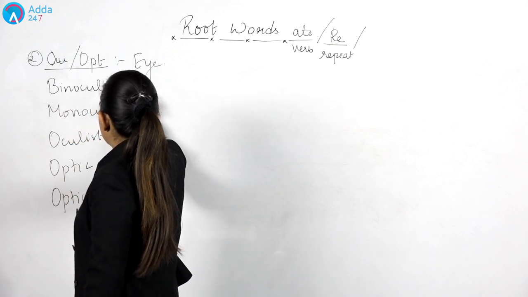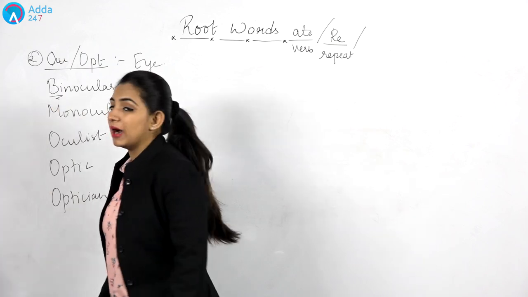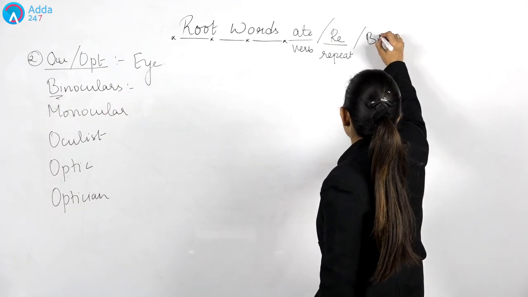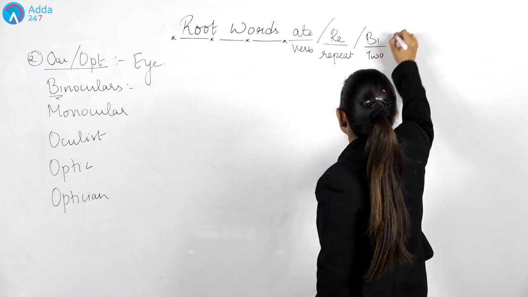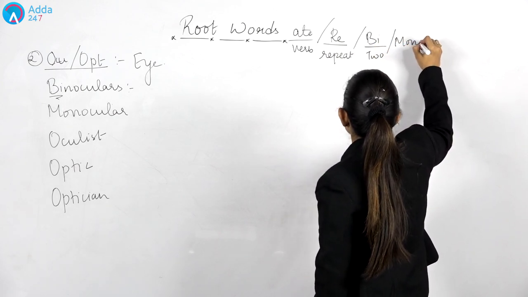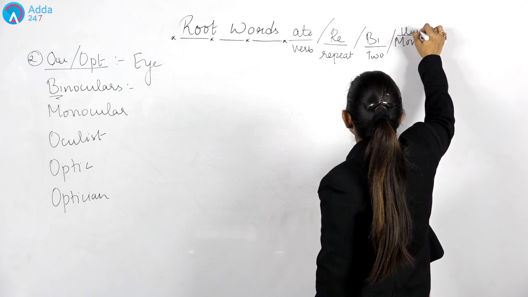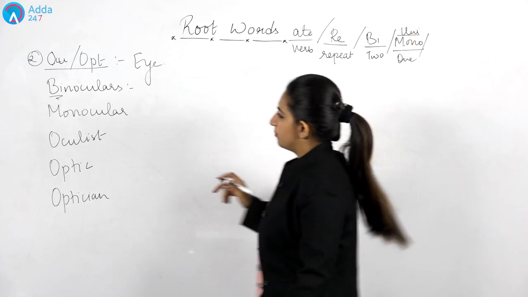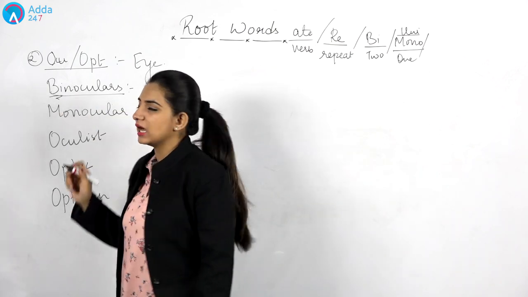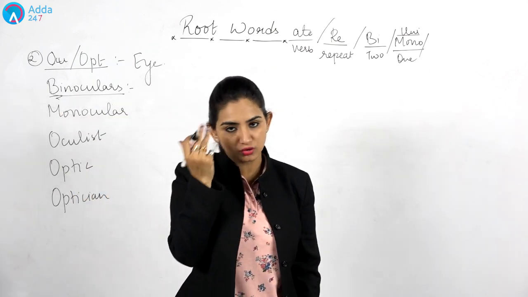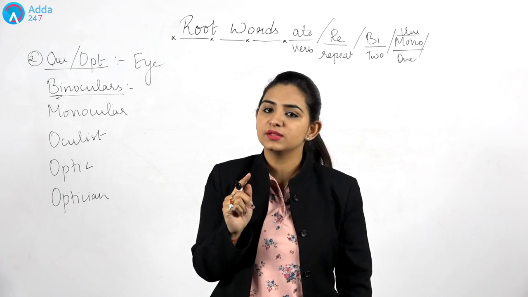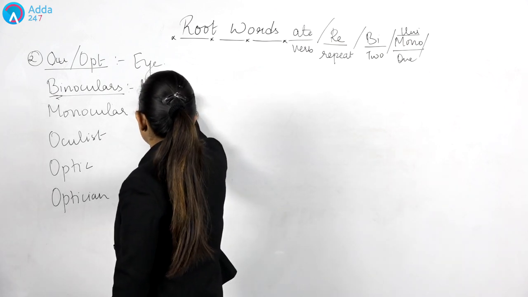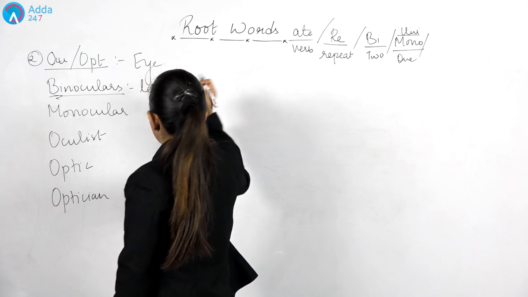Now, beginning with the very first word, we have bi written over here, right? Bi defines two, being two. Then we have the other word, that is mono or uni. It defines one, right? So binoculars are something used for both the eyes. Monocular is anything related to one eye, right? So binoculars is actually a lens device for both the eyes.